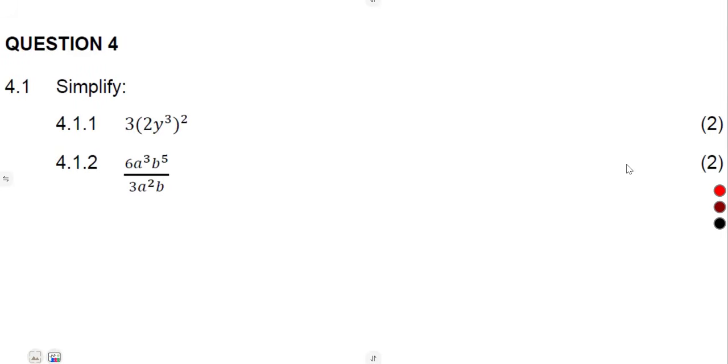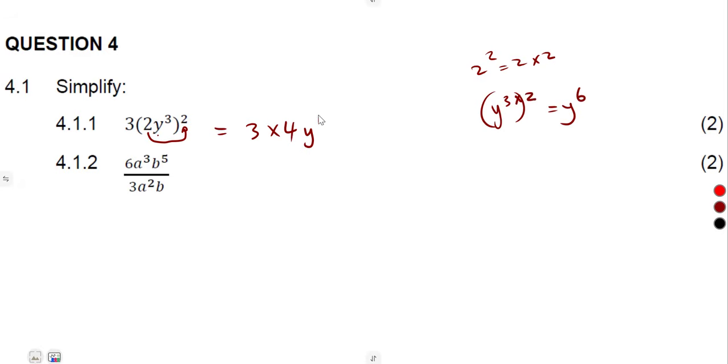Then question number 4, simplify. All right, 4.11. There's an exponent of 2 here. So that's 3 times 2 to the exponent of 2. That's 2 squared, 2 times 2, which is 4. Y to the exponent of 3 to the exponent of 2. Remember, an exponent, you multiply them. So that is 3 times 2, which is 6. So this is what you're going to have. 3 times 4, that's 12. Y to the exponent of 6. You are done. All right, let us move on to another one.